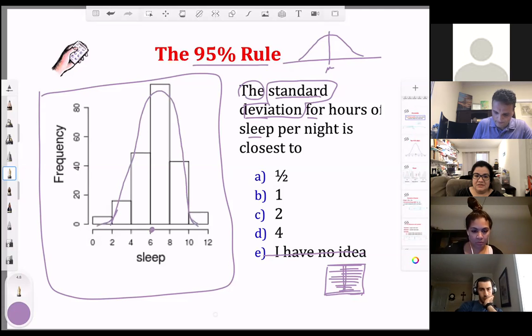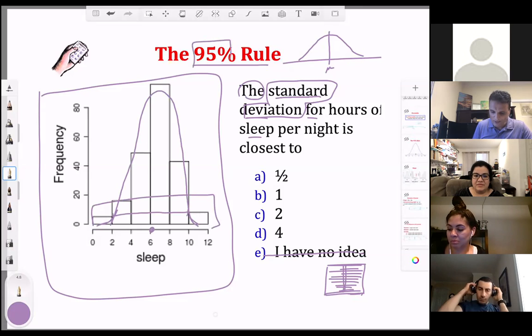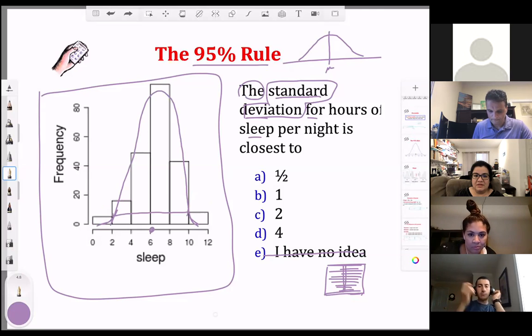So from here to there will be 95%. Everything will be 100%, correct? They are saying use 95%. That means 95% is going to be from here to there. 8 is too far. 8 is over here. 6 will be the mean.